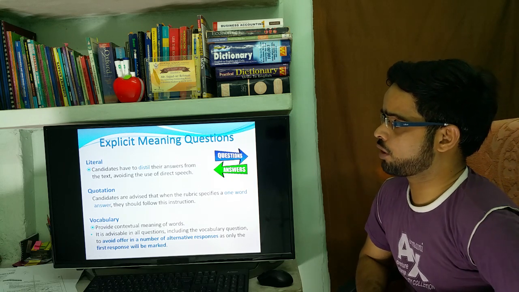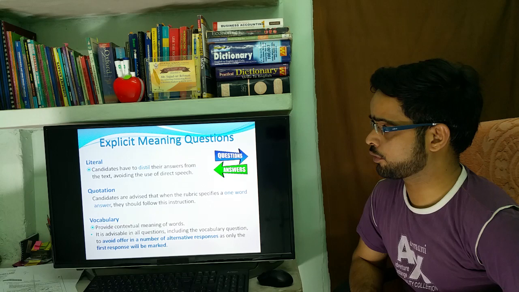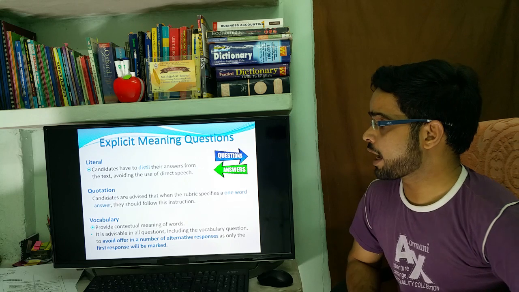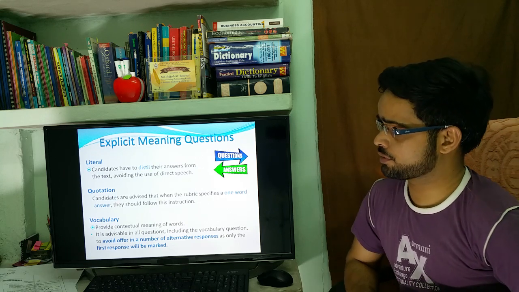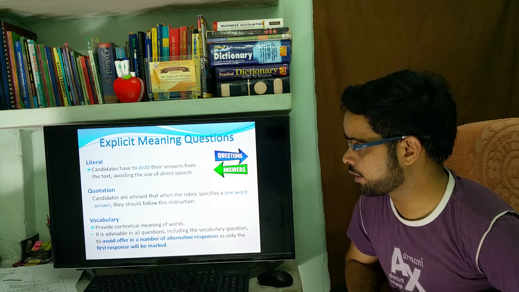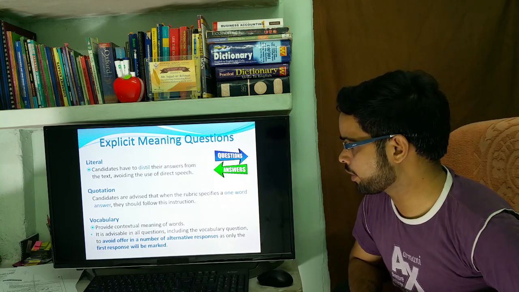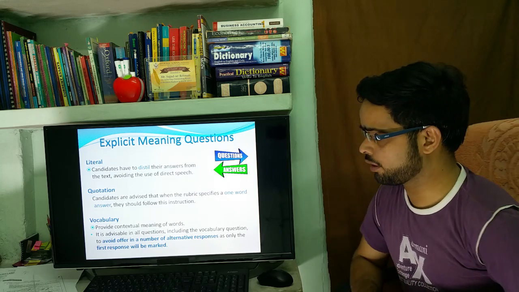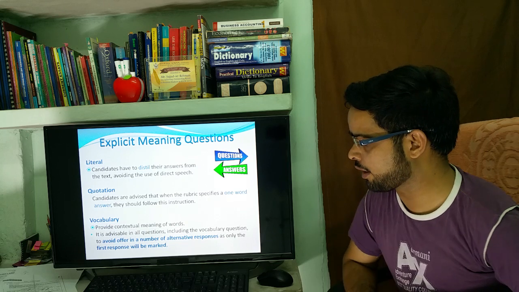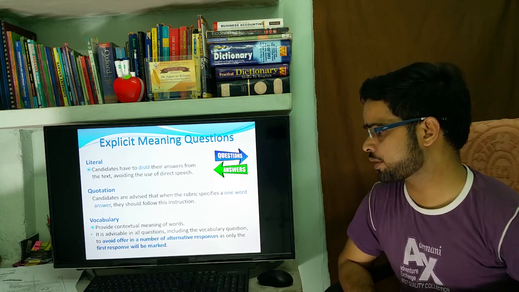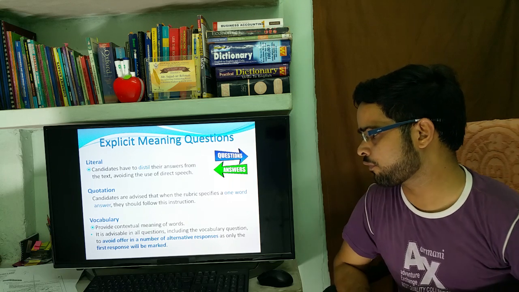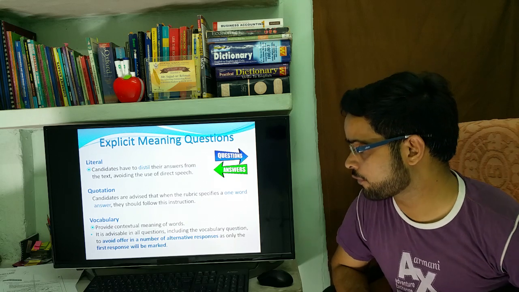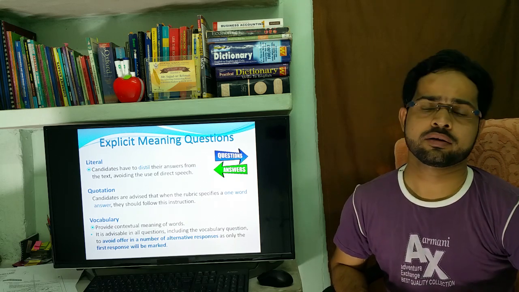What you need to do for explicit meaning questions. If the question is a literal one, candidates have to distill their own answer from the text, avoiding the use of direct speech. If the question is a quotation question, candidates are advised that when the rubric specifies a one-word answer, they should follow this instruction. If the question is a vocabulary question, provide contextual meaning of words. It is advisable in all questions, including the vocabulary question, to avoid offering a number of alternative responses, as only the first response will be marked.